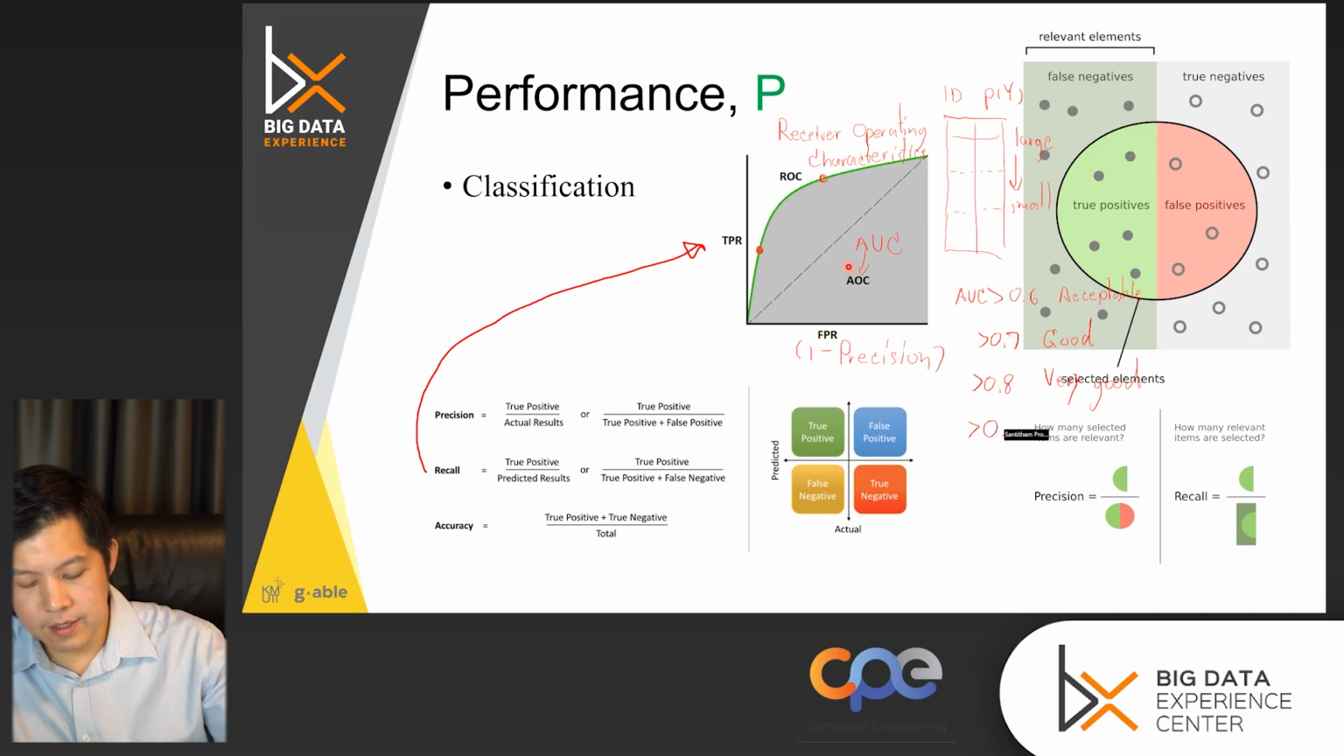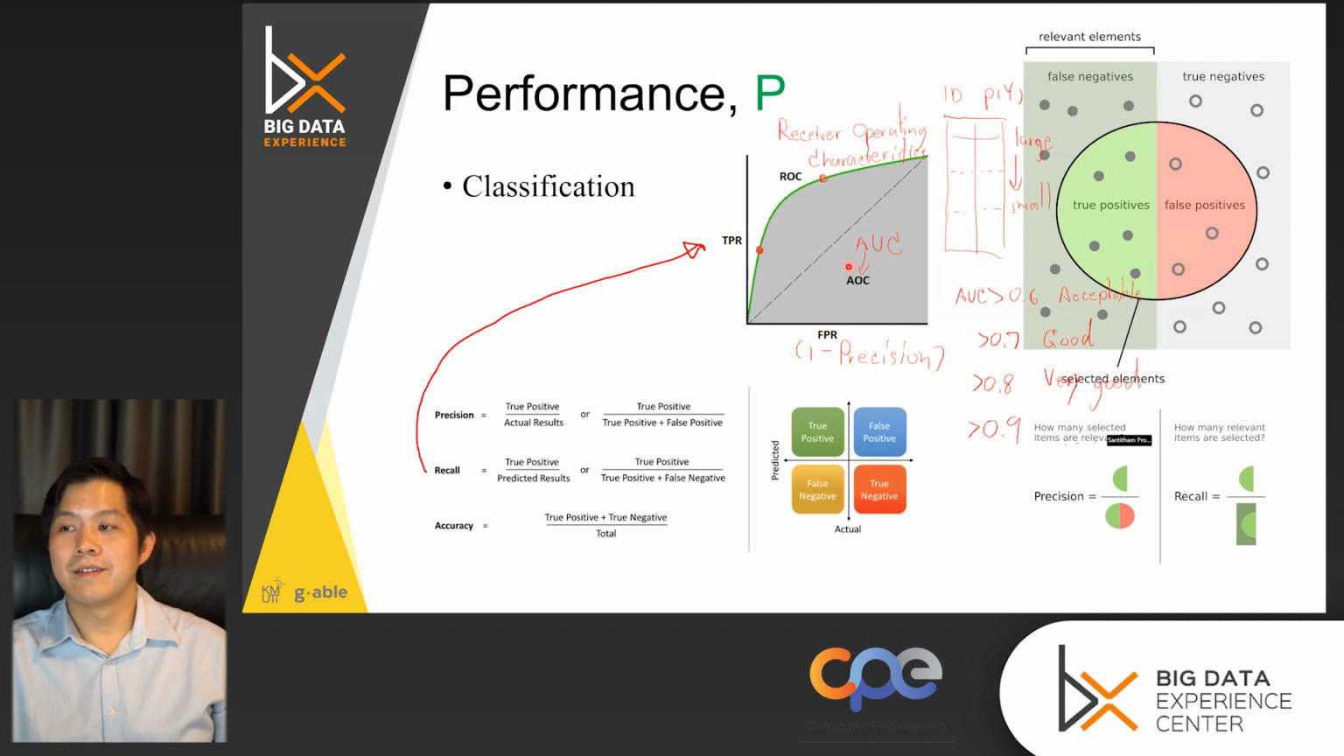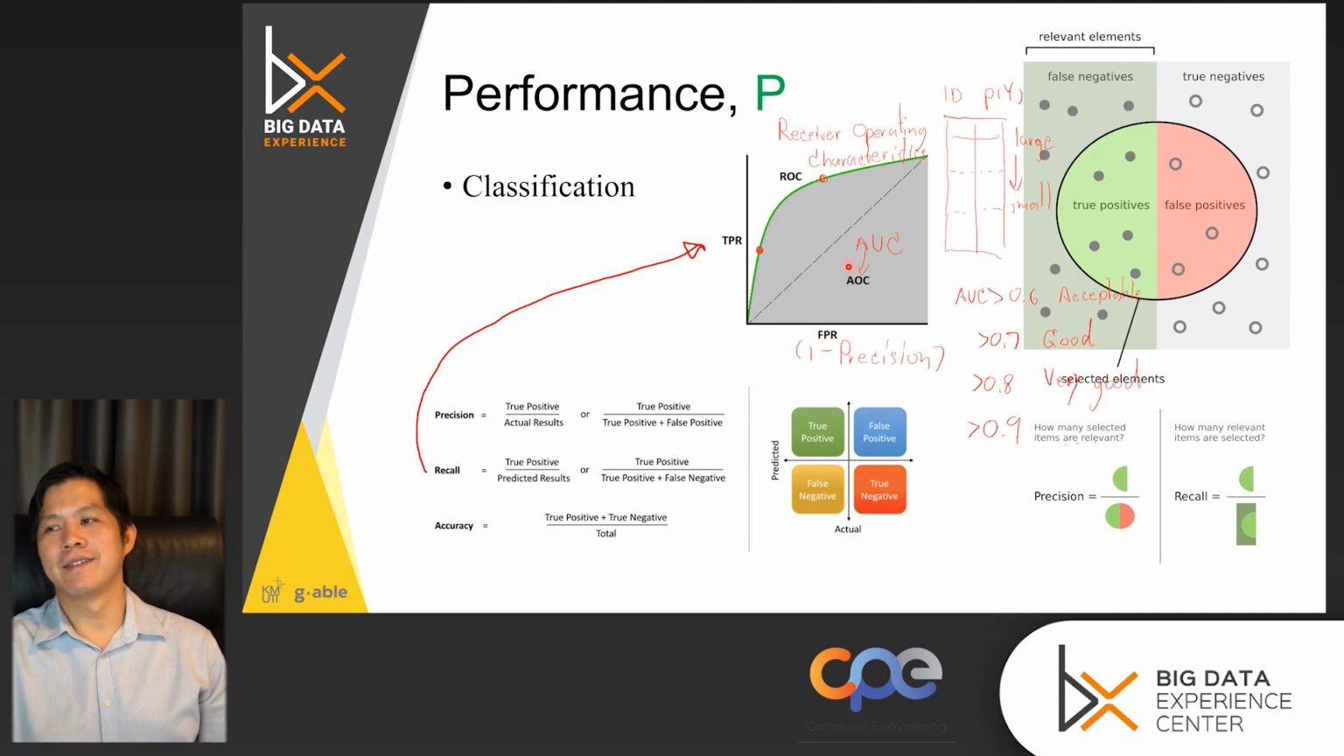When it is more than 0.8, then this is very good or excellent. More than 0.9, just be sure that it's not wrong, because it can happen if the problem is easy, right?